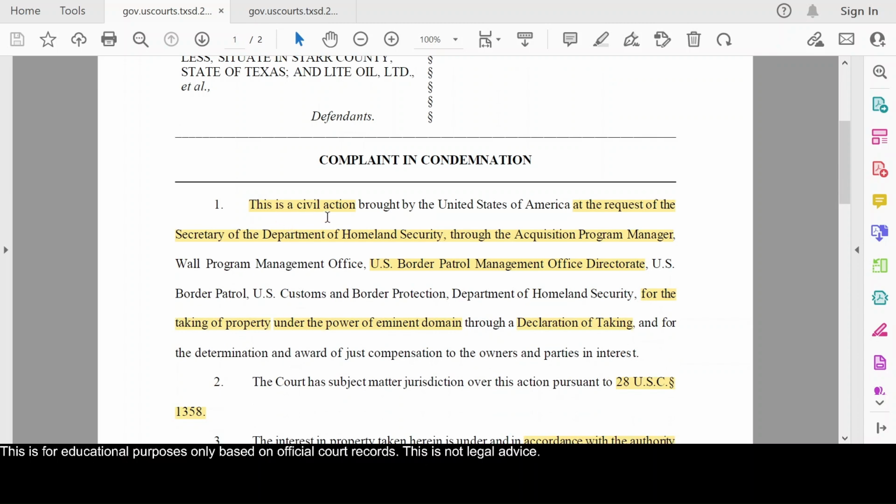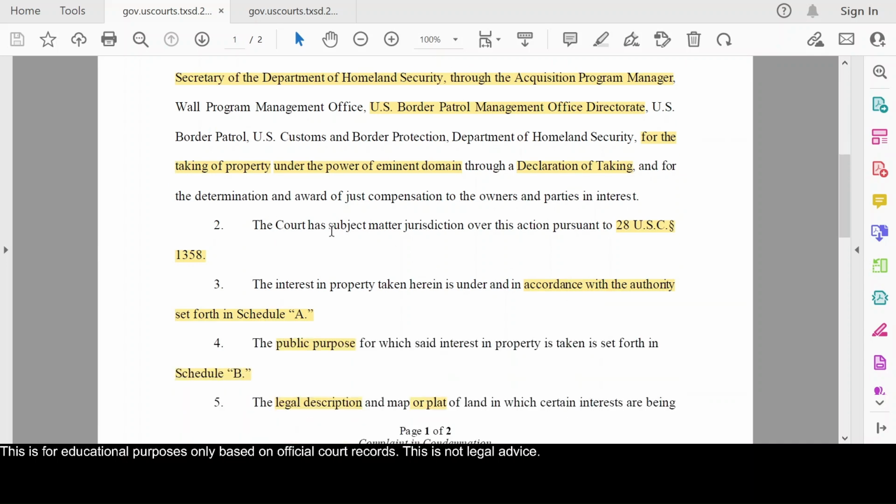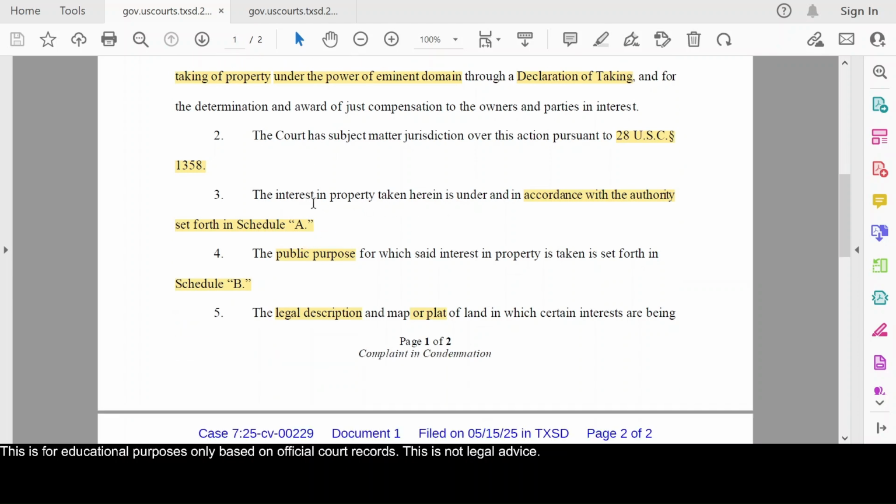This is a civil action brought by the U.S. at the request of the U.S. entities named here, mainly the Homeland Security Acquisition Program Manager and the U.S. Border Patrol. The reason is for the taking of property under the power of eminent domain through a declaration of taking, and for the determination of just compensation to the owners and parties in interest. They say the court has subject matter jurisdiction pursuant to 28 U.S.C. 1358. And they say the interest in property taken is according to the authority set forth in Schedule A.